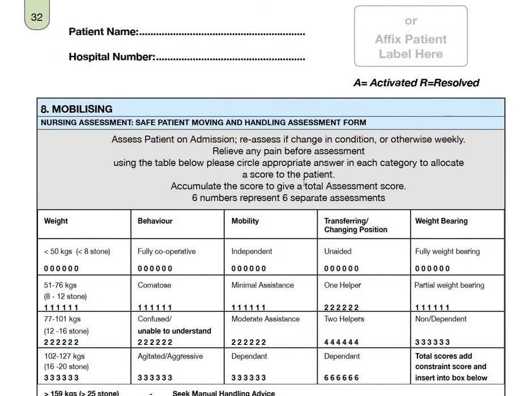On page 32 then we have our nursing assessment for the Safe Patient Moving and Handling assessment form. So assess patient on admission, reassess if changing condition or otherwise weekly. Relieve any pain before assessment. Using the table below, please circle appropriate answer in each category to allocate a score to the patient. Accumulate the score to give a total assessment score. 6 numbers represent 6 separate assessments.